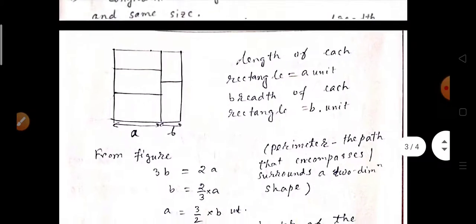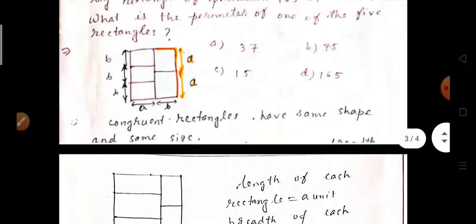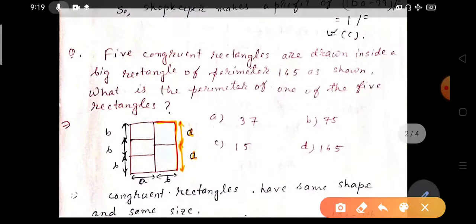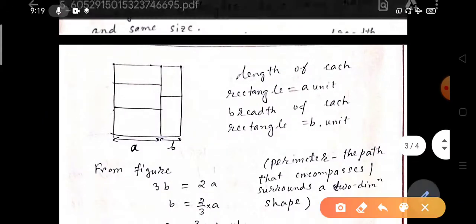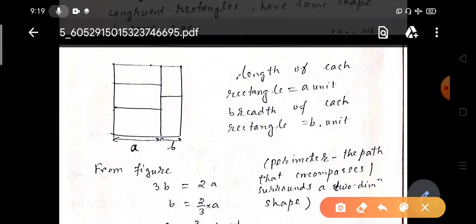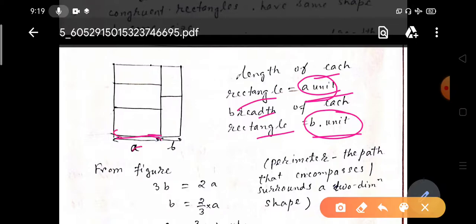So how do you find it out? We are given that the big rectangle has perimeter 165 units. So let's find out the answer. Suppose the length of each rectangle is A unit and the breadth of each rectangle is B unit. So we are taking the length as A and the breadth of the rectangle as B.